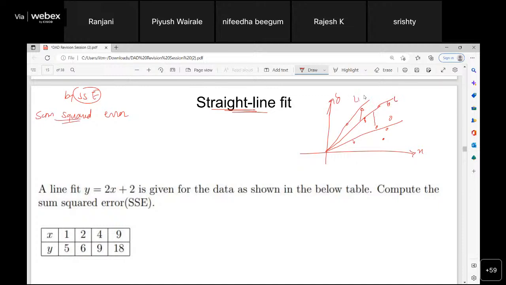So suppose this is L1, this is L2, and this is L3. We'll find the SSE value for each line, L1, L2, L3. How to find it, I will tell you. The minimum of that SSE will be my best straight line fit. So suppose SSE for L1 is 2, SSE for L2 is 3, and SSE for L3 is 1.5. Then in that case, L3 will be the best fit for this particular data set. But how to find SSE? Now let's see.